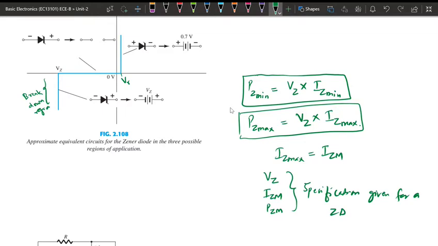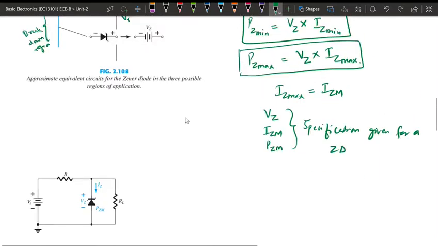Once these values are given, we apply the input voltage such that the power dissipation does not go beyond this. If it goes beyond this power rating, which the Zener diode has, the diode can be damaged. So we should apply a lower power so that the diode is not damaged.